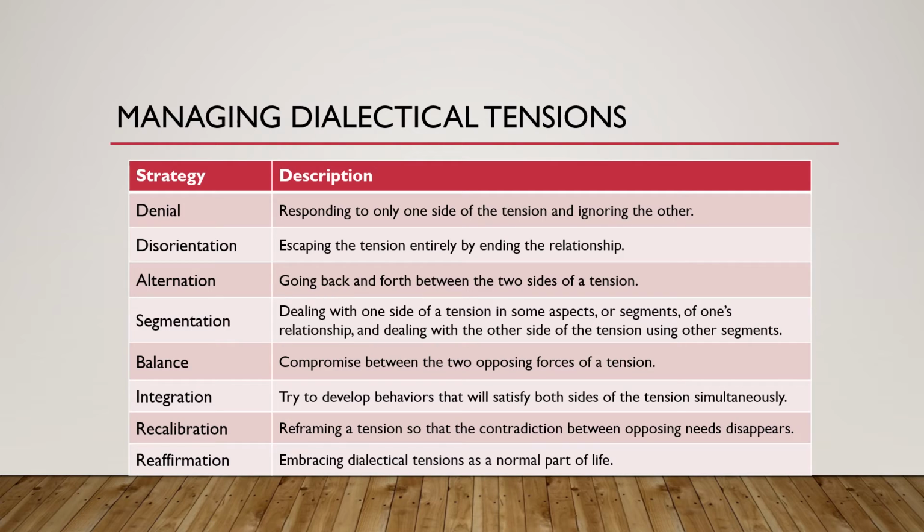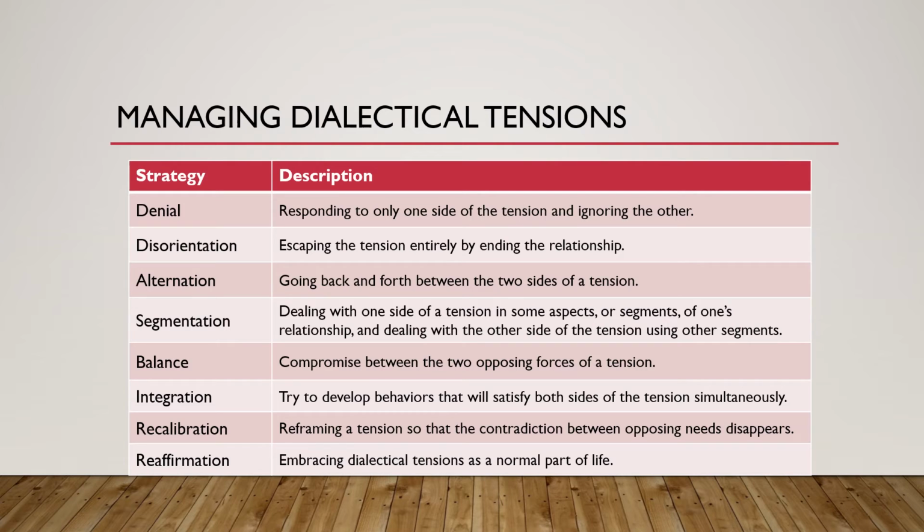Balance is compromising between the two opposing forces. So compromise is essentially both people giving in a little bit. So one person maybe wants predictability, and one person wants novelty, and maybe you compromise in some unique way to please at least partially both sides of the tension. And this can look fairly different. It sometimes depends on the situation.